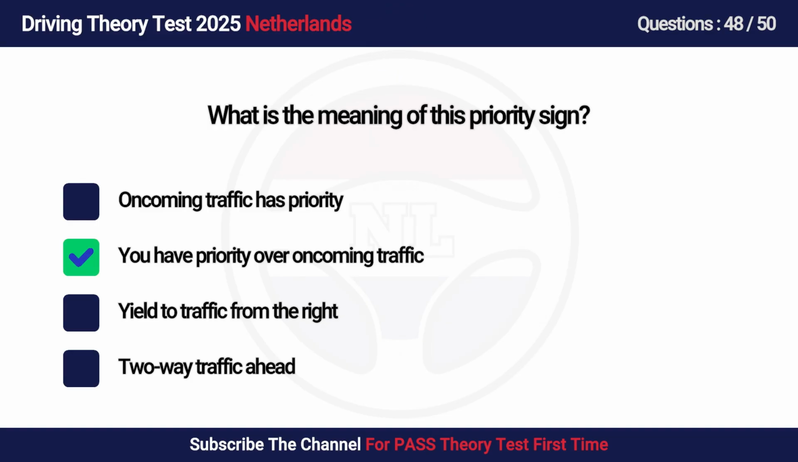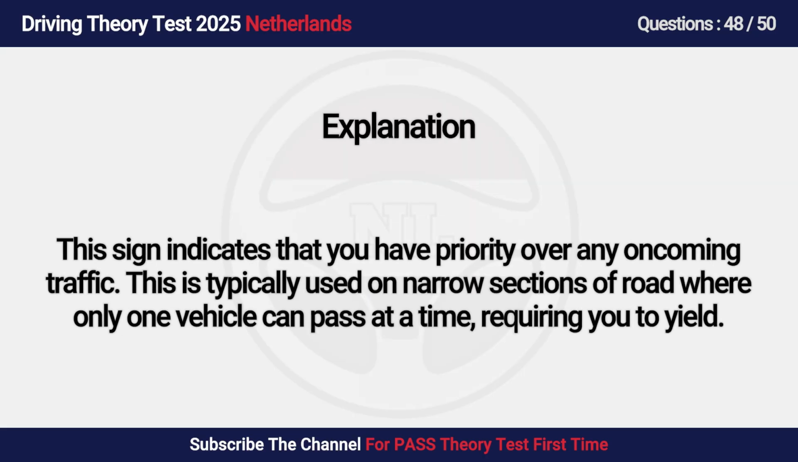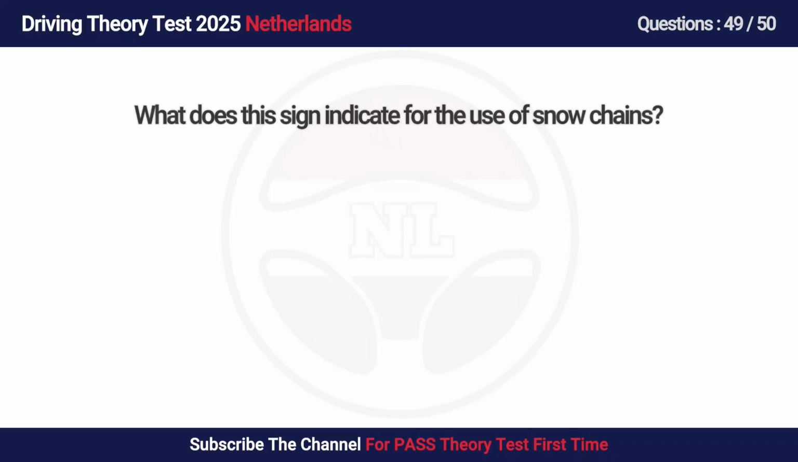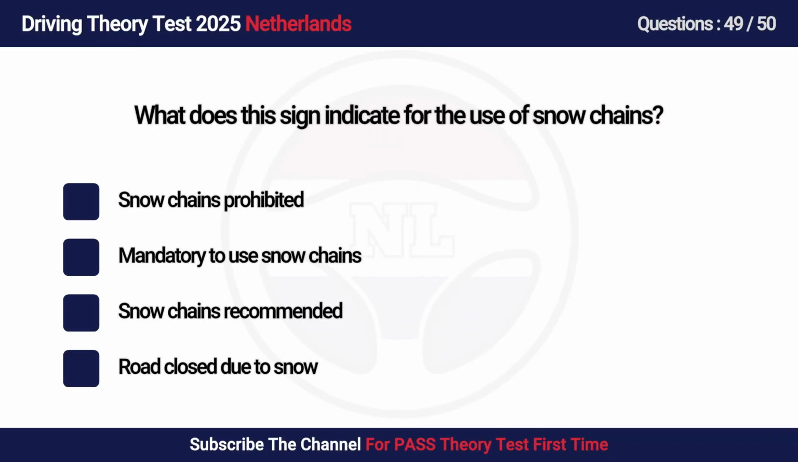Answer is B. You have priority over oncoming traffic. This sign indicates that you have priority over any oncoming traffic. This is typically used on narrow sections of road where only one vehicle can pass at a time, requiring oncoming traffic to yield.